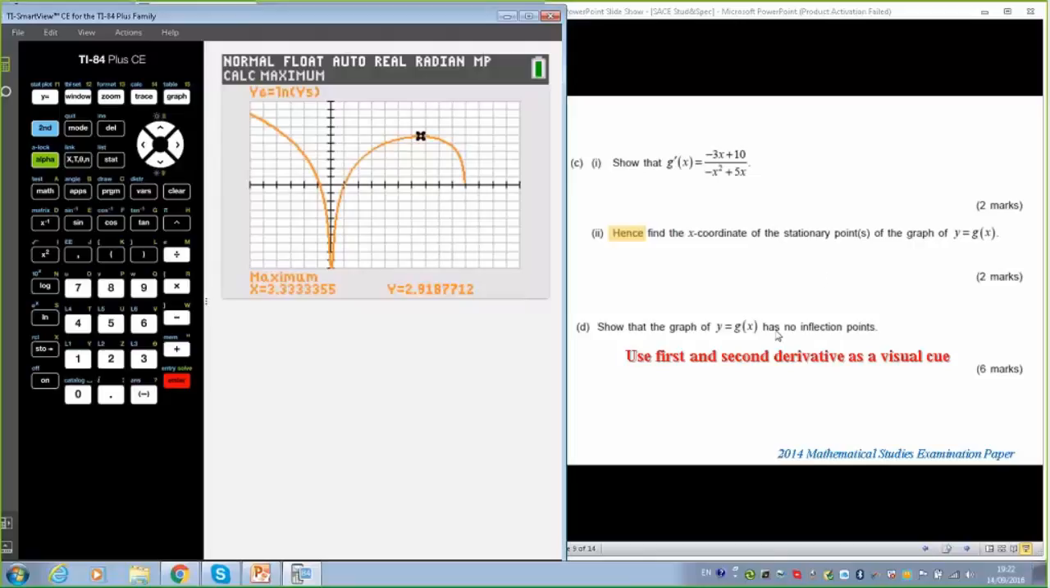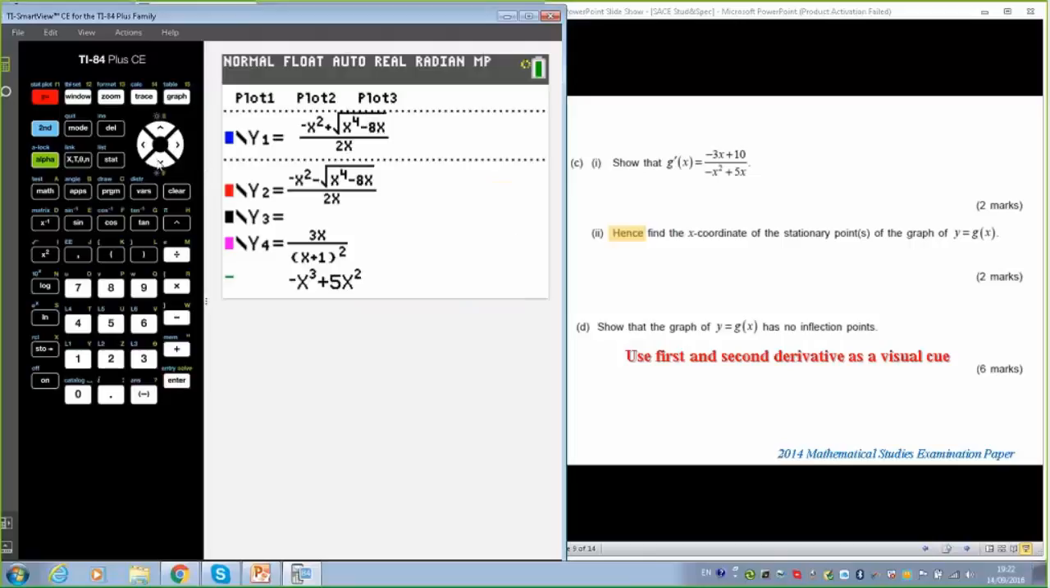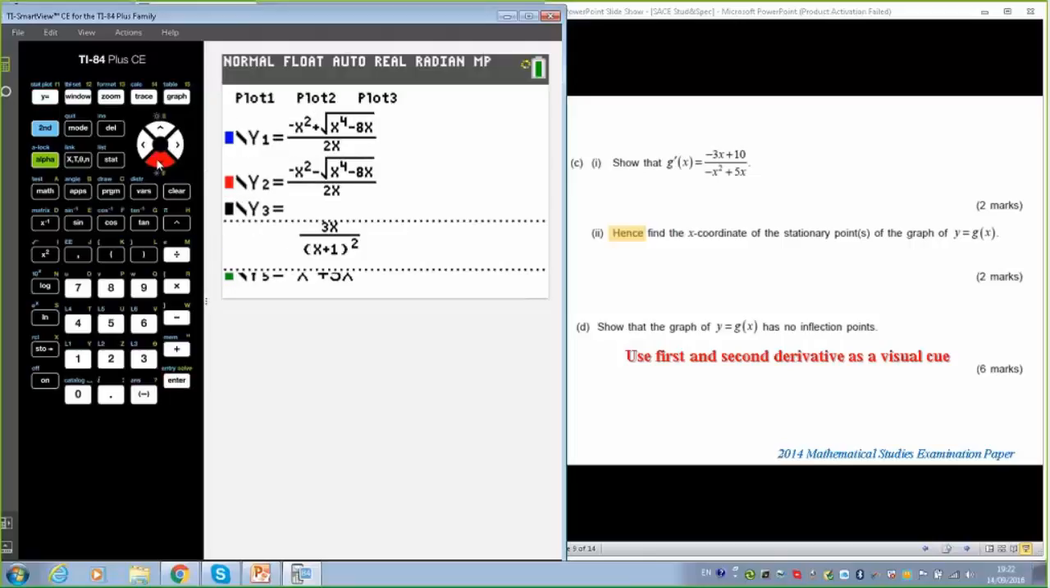Again here, show that the graph has no inflection points. It's a show that question, so the graphics calculator won't be valid to get their 6 marks. A lot of marks here, and there was a lot of space. I've shrunk it down. But there's no reason why they can't get some nice visual clues from the first and second derivatives. So I'm just going to show you this. Again, let's keep that there. We've got plenty of space down here anyway.